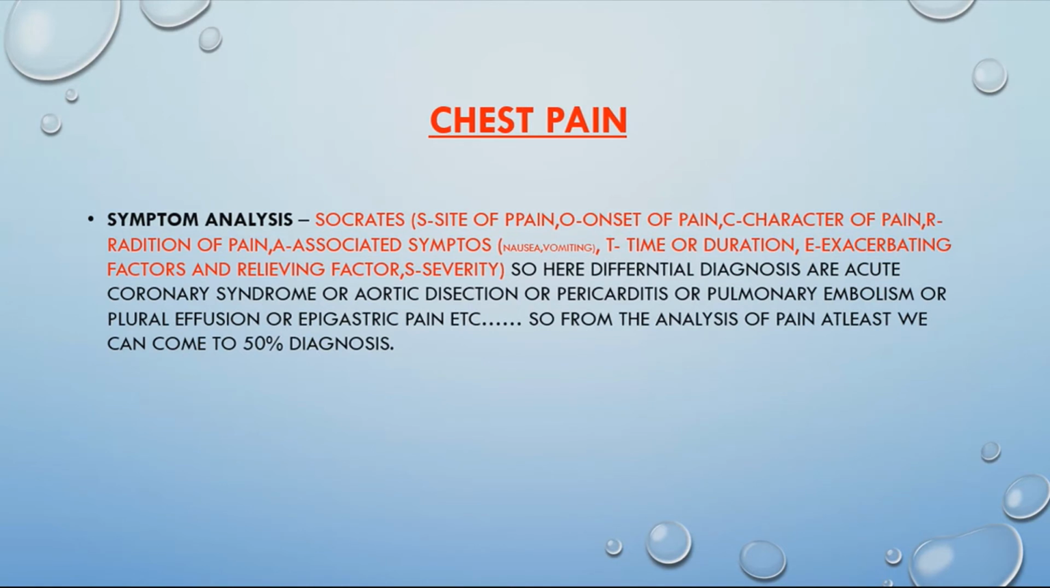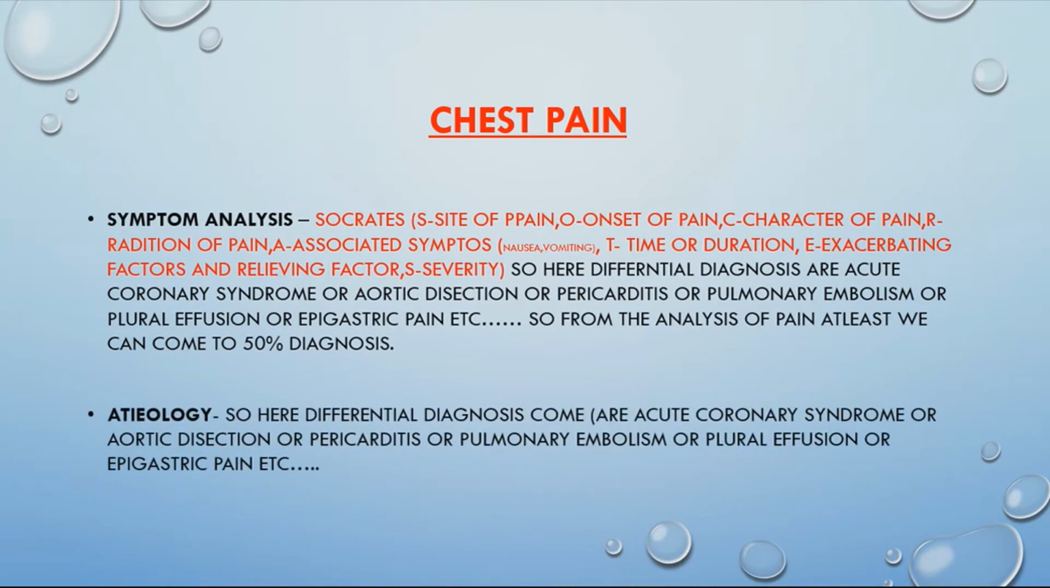So from the analysis of the pain, at least we can come to a 50% diagnosis. So now we see, okay, what will be the etiology? The common etiology here, same as the differential diagnosis, but we saw in the symptom analysis, maybe acute coronary syndrome, or aortic dissection, or pericarditis, or pulmonary embolism, or pleural effusion, or epigastric pain, etc.